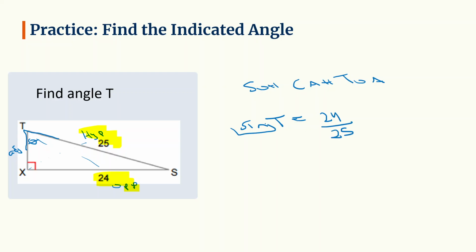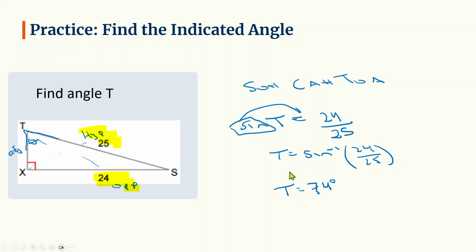So now I need to get rid of sine. So T is inverse sine 24 over 25. So I'm going to type that into my calculator. Inverse sine, bracket 24 divided by 25 is 73.7. So I would say 74 degrees.